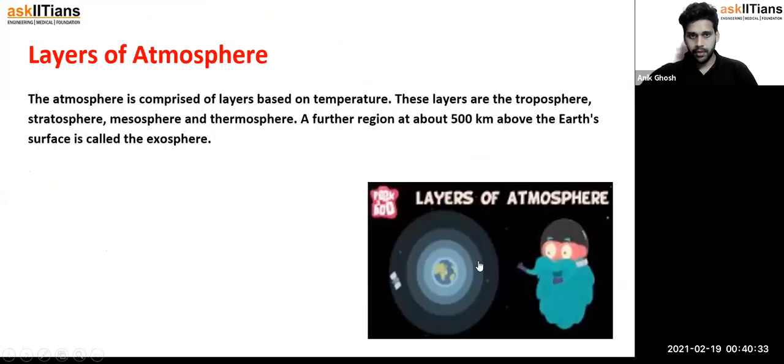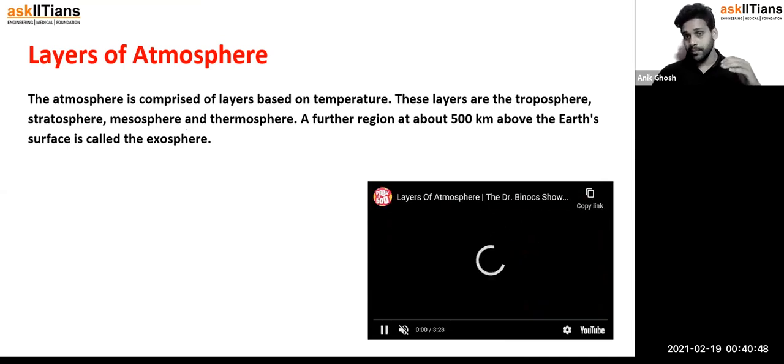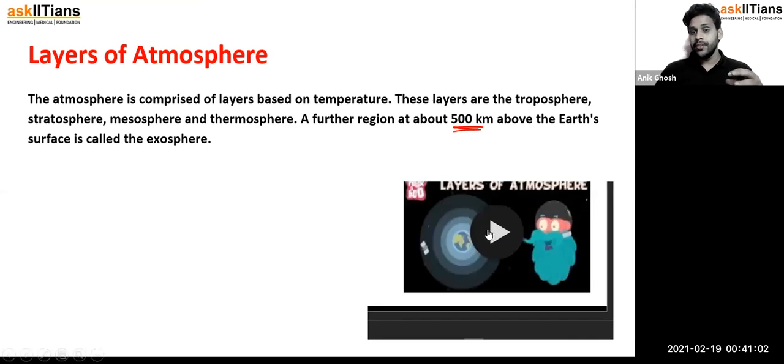So right now we are going to learn about the layers of the atmosphere. I think you can understand that there is air in the atmosphere, and in the atmosphere there are so many layers. We are going to learn about those layers, and as I told you, up to 500 km above the Earth's surface, the atmosphere is there, right? Now, how is it helping us, and what are the different layers inside the atmosphere? We are going to learn in this video.